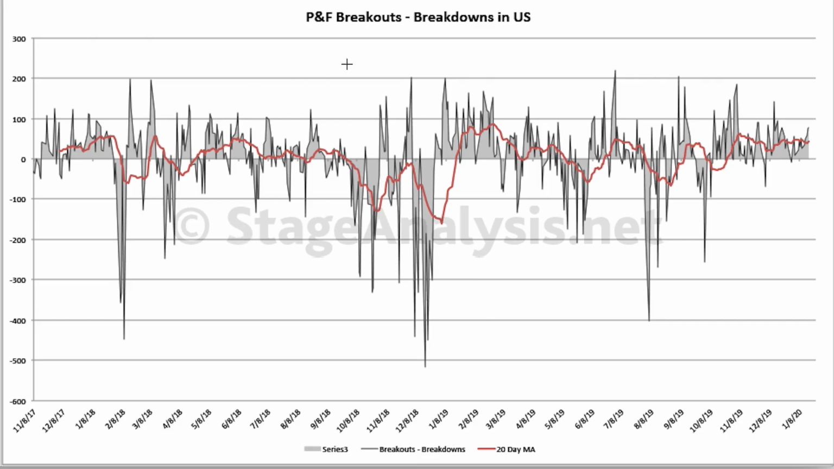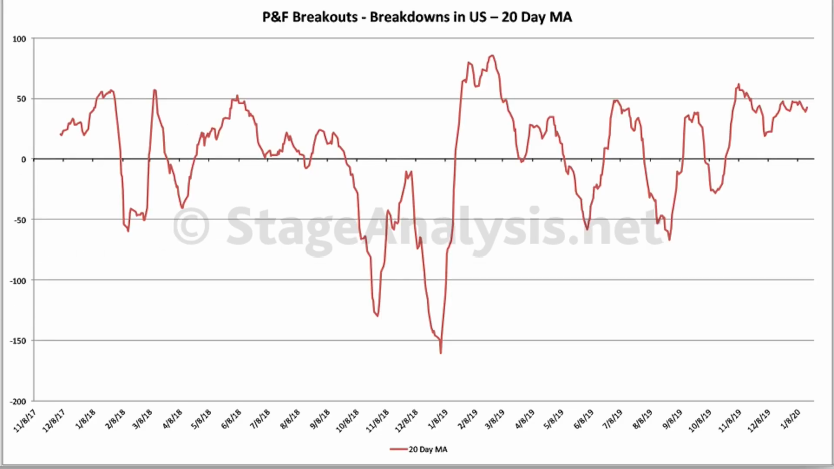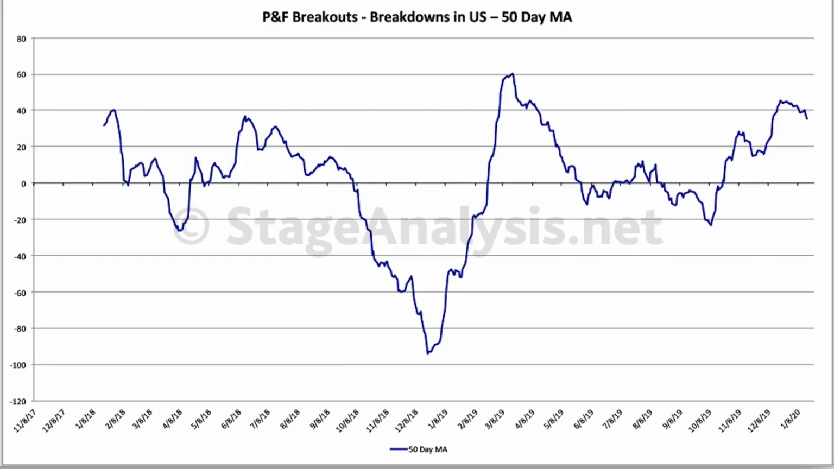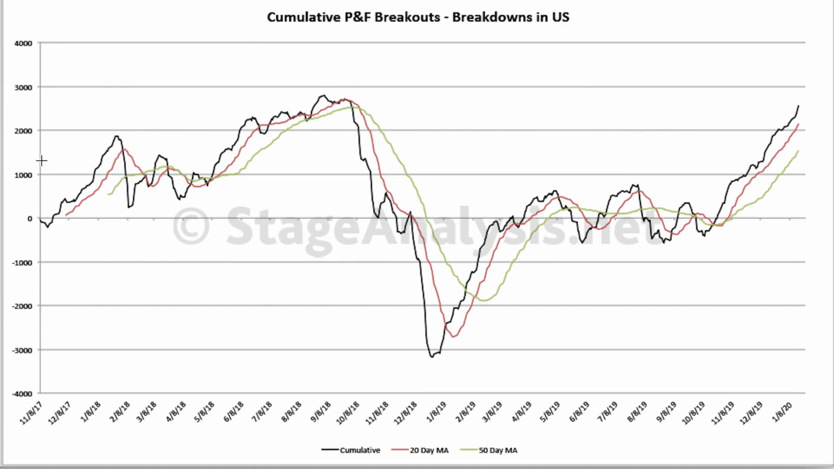This is PNF breakouts minus breakdowns on a daily basis. You can see it with a 20-day moving average laid over. For these next charts, this is the 10-day moving average with the daily breakouts hidden. The next is the 20-day, which showed on the previous chart. This is the 50-day, and this is the 200-day. So all of these remain in strong position.